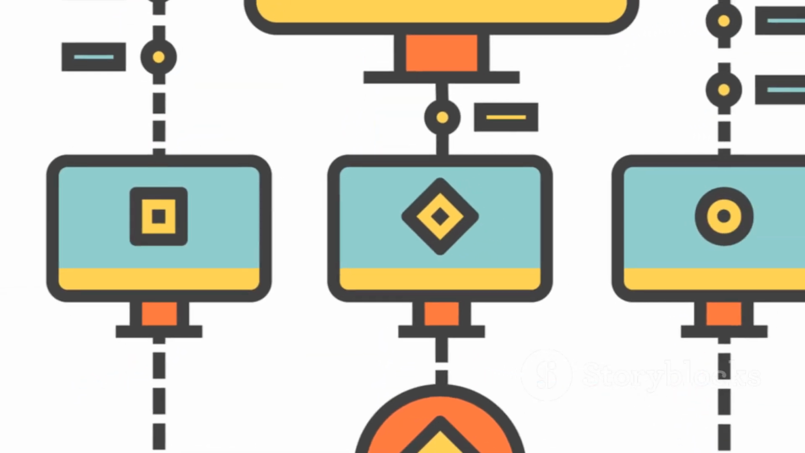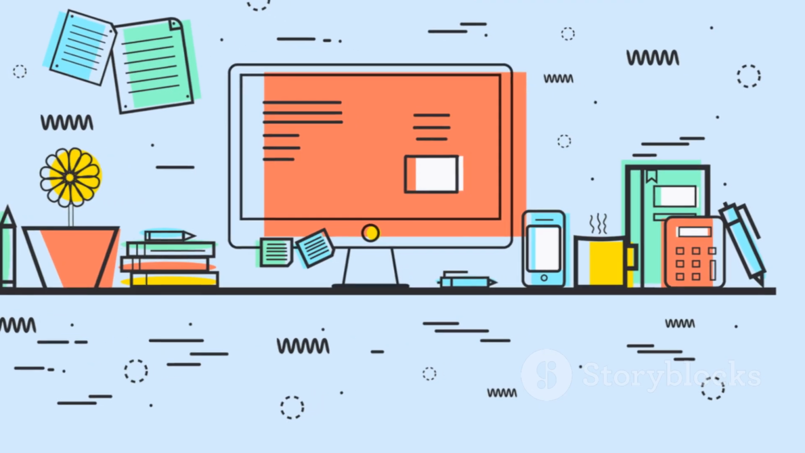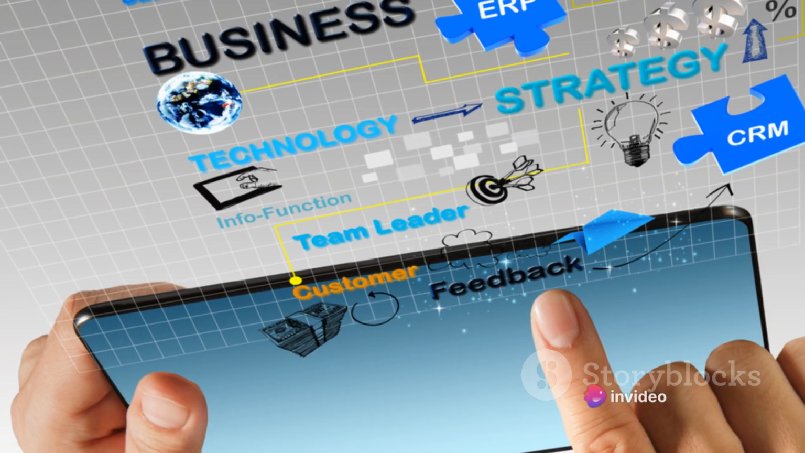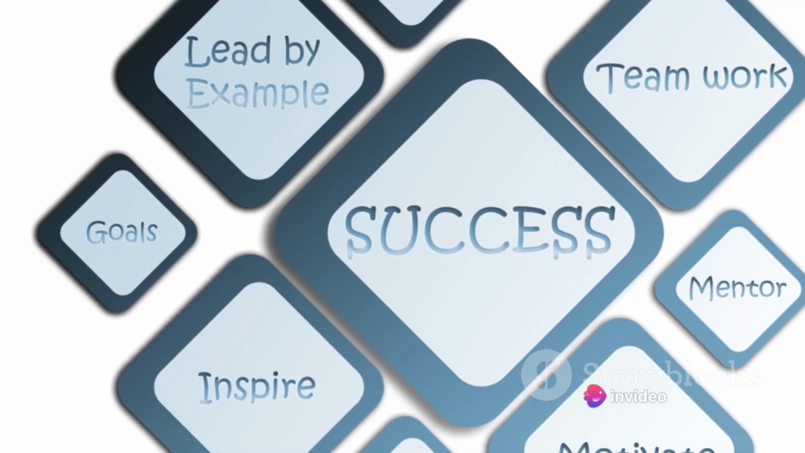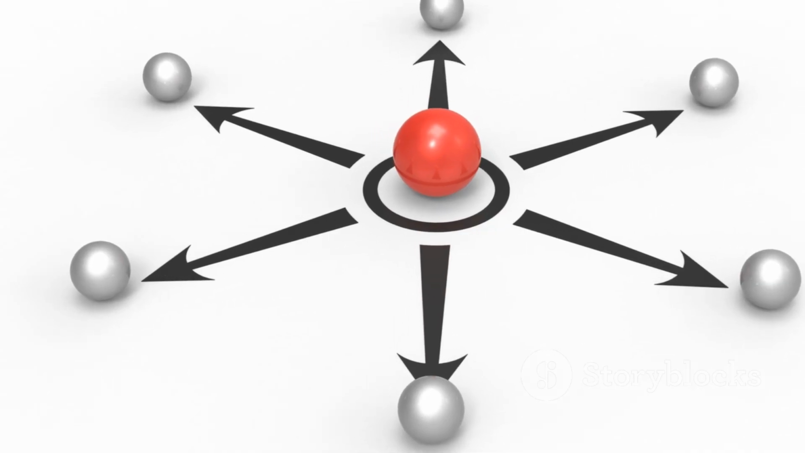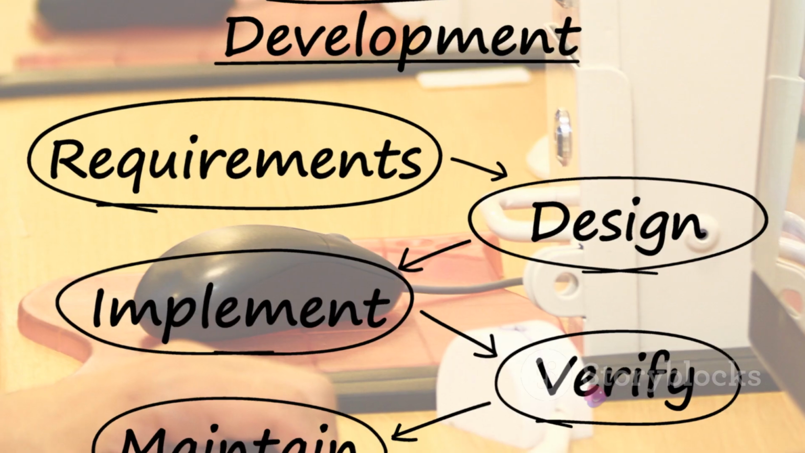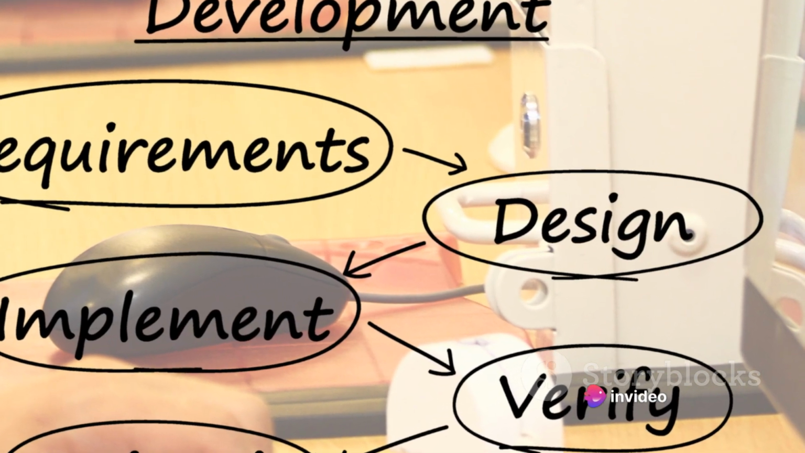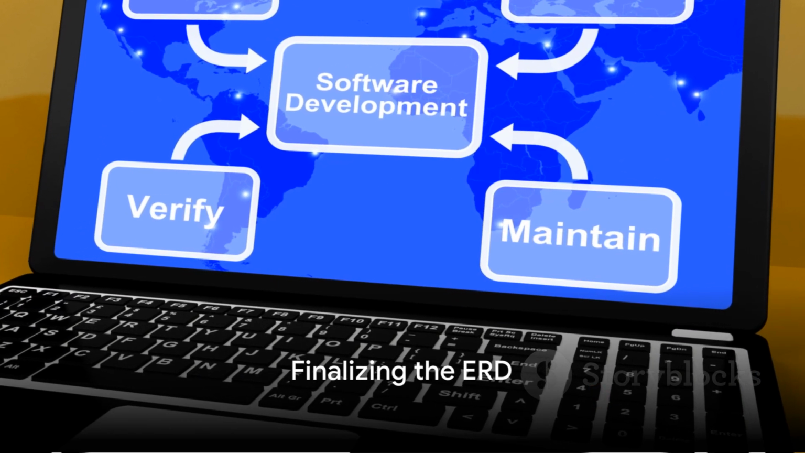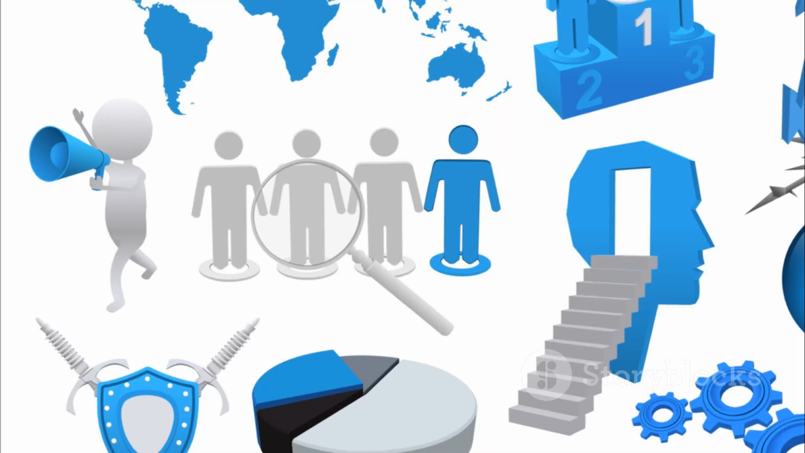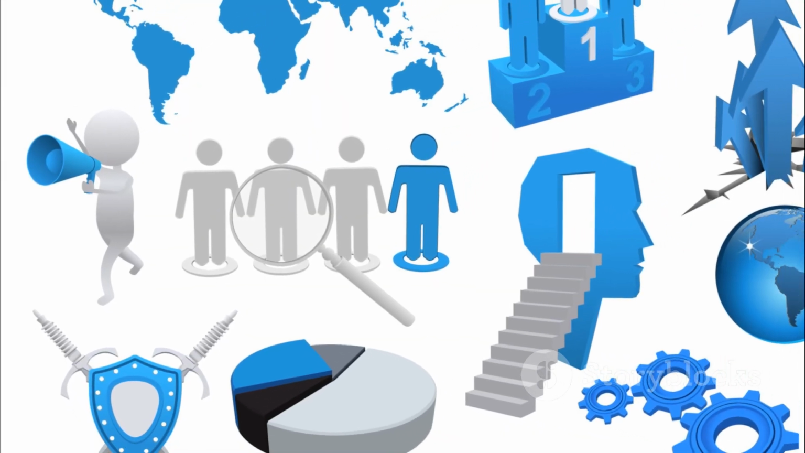Drag a relationship shape onto the workspace and connect it from one entity to another. For example, you might connect Customer to Order to show that each customer can have many orders. To define the nature of the relationship, double-click on the relationship shape and select the appropriate type. This could be one-to-one, one-to-many, or many-to-many, depending on the specifics of your system. Now just keep repeating these steps until you've represented all the entities, attributes, and relationships in your system.